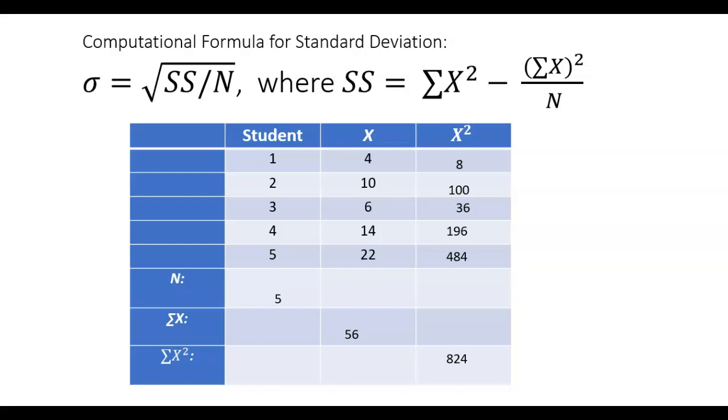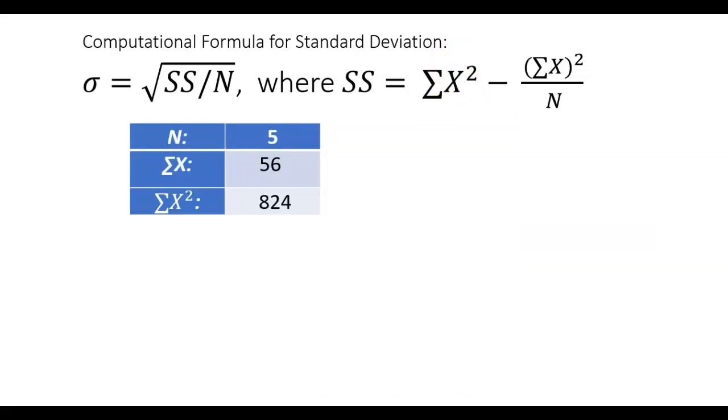So now all I need to do is plug in these values into the formula. For the sum of x, squared, I am going to have to square 56 at some point, and use this 824 for the sum of x squared value, and n equals 5. So let's see how that works out. So a refresher on the actual numbers that we have. N is 5, sum of x is 56, sum of x squared is 824. Let's solve for sums of squares.